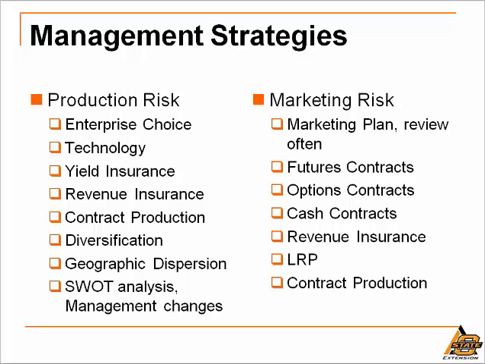The overarching way to manage marketing risk is to have a plan. Set marketing targets with timing objectives and triggers clearly spelled out to take the emotion out of the marketing function. Futures, options, cash contracts, revenue insurance, livestock risk protection for livestock producers, and certain types of production contracts are all ways to transfer some marketing risks to other parties. Of course, the management strategies all have a cost associated with them.